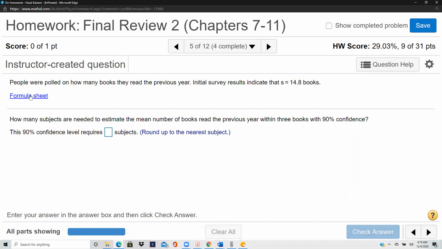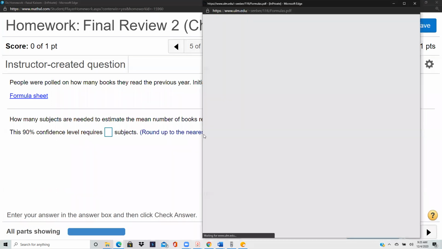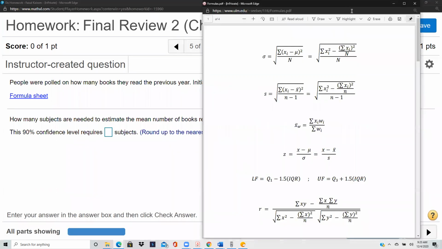Once in a while they give this formula sheet as well. Let me see. I haven't looked at it for a while.